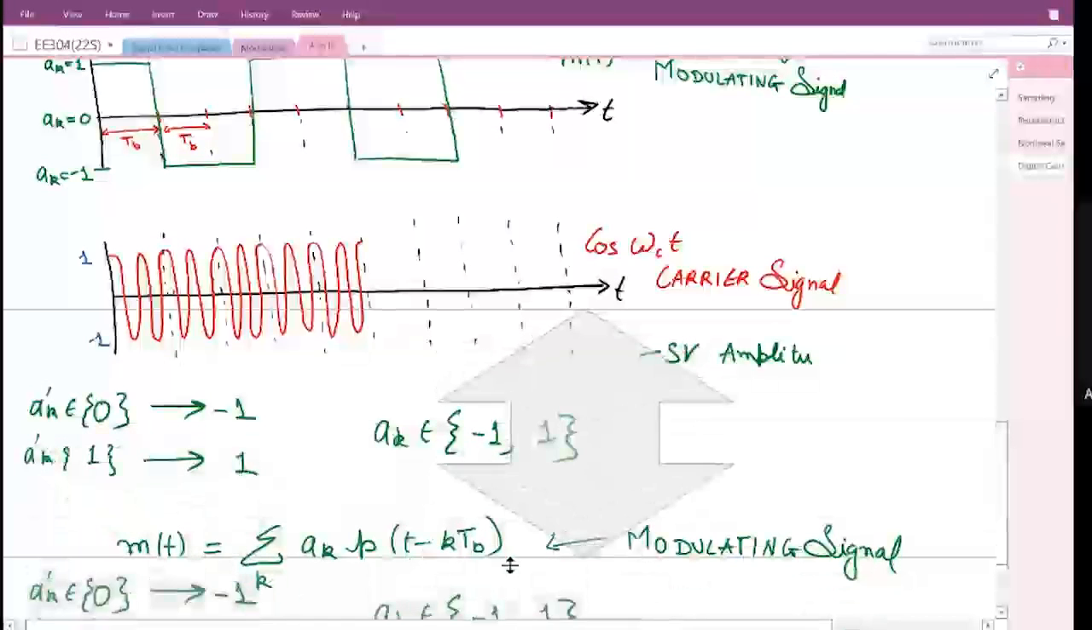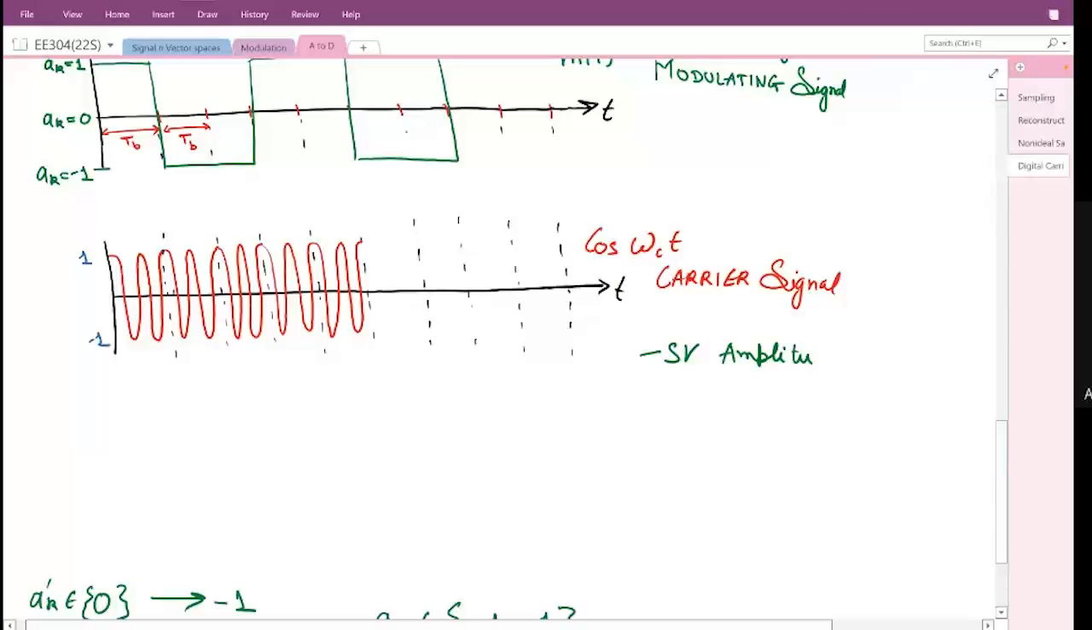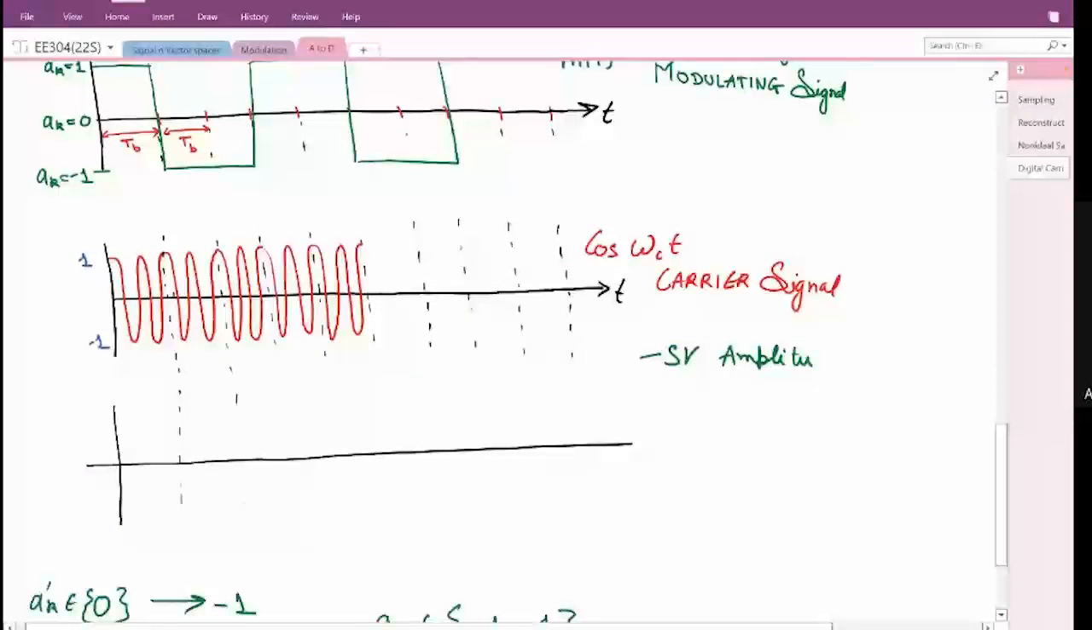Anyone? How should the modulated signal be? Anyone can help me out?